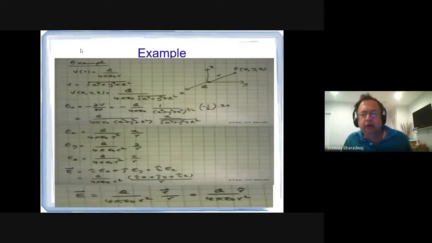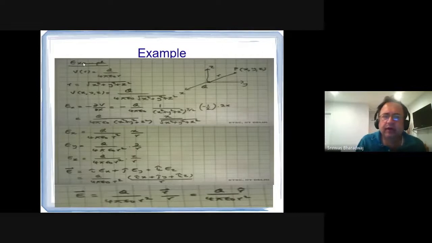So because of that, when you take the derivative, you end up with minus q by 4 pi epsilon naught, 1 by x square plus y square plus z square to the power of 3 by 2, times half, times 2x, right? So how do you end up with that? This itself is a function, x to the power of minus half, right?